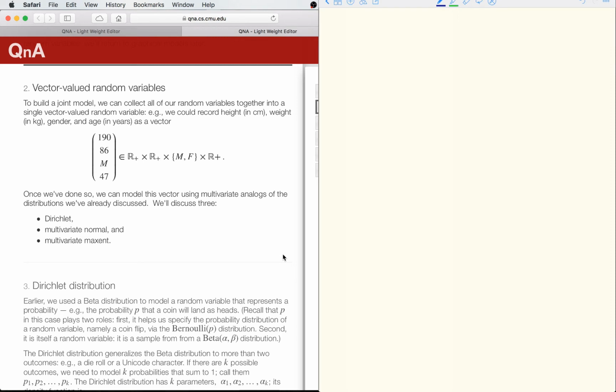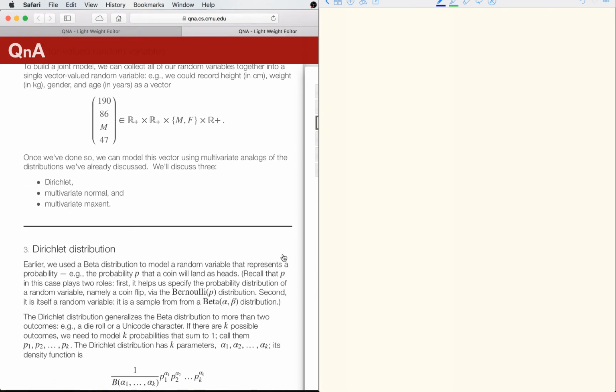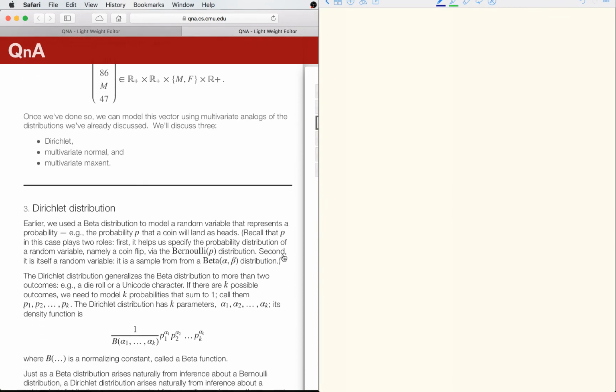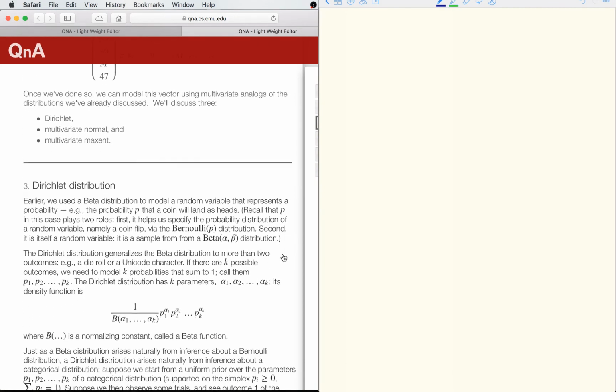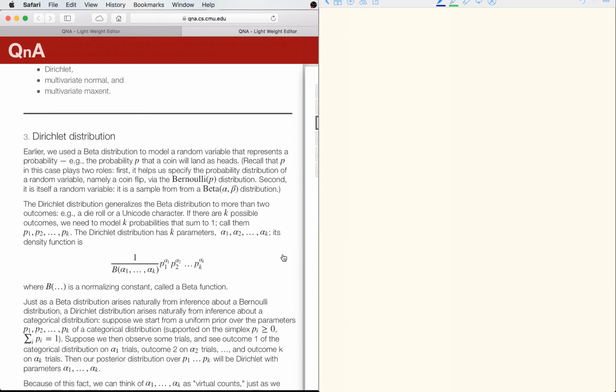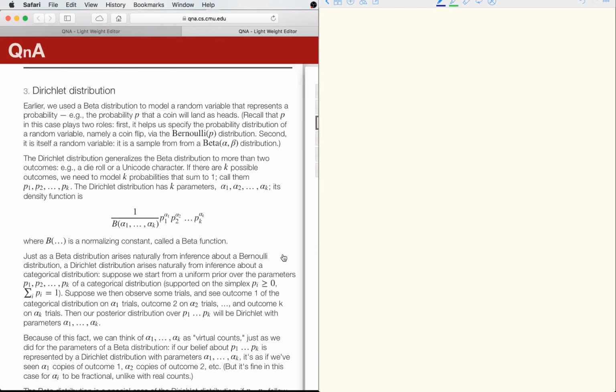And then once we have that vector, we make a distribution over that vector. So if it's continuous, we make a density. If it's discrete, we make a discrete distribution. There are a bunch of ways to make models of vectors, and so we're going to discuss a few of them here. One of them is the Dirichlet distribution.